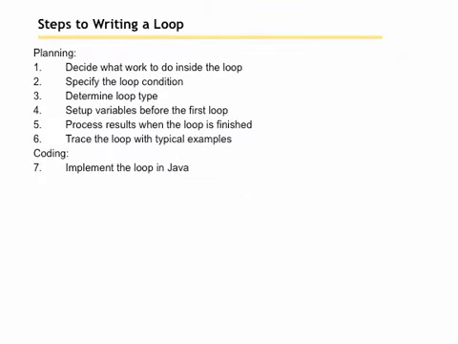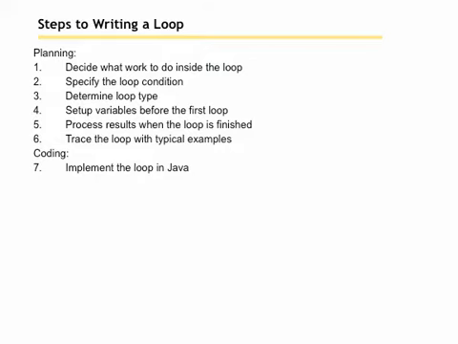Steps to writing a loop. So we've gone through all these common loop algorithms, but how did the people who wrote them get there? When you're writing a loop, it's essential to have planning. Decide what work you want to do inside the loop. What does this loop need to accomplish? You need to specify what the loop control condition is going to be. What type of loop is best? Do I need a while loop, a do loop, a for loop?